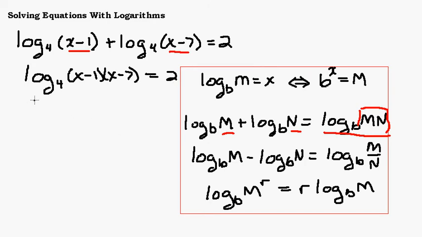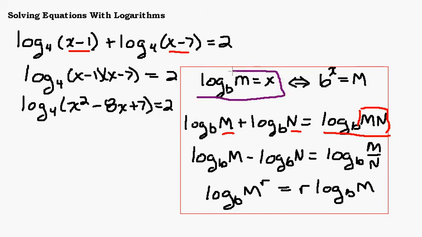Well, I have two choices here. I could FOIL this x minus 1 times x minus 7 out, or I could use this first property up here. We're going to have to do both those things, and it really doesn't matter what order. Let's go ahead and multiply that out. That's fine. So what do we get? We get x squared, and then minus 7x and minus 1x will give us a minus 8x, and then a plus 7 equals 2. So now what we have is something in this form right here.